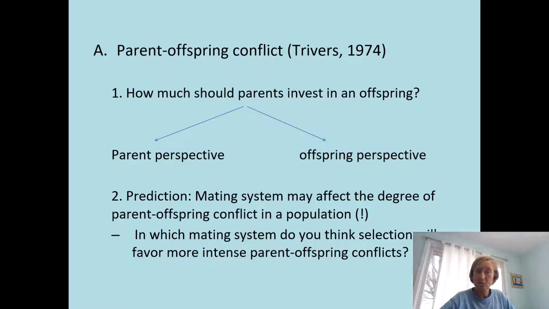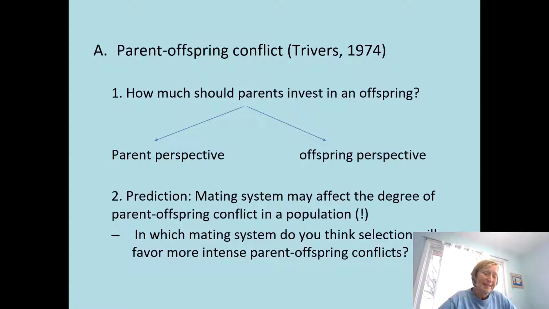And one of those deals with mating systems. So the prediction is that the mating system in a species may affect the degree of parent-offspring conflict in a population. We haven't talked about mating systems, but there are different kinds of mating systems out there. Things like monogamy and polygamy. Polygamy can be divided into polyandry and polygyny. Polyandry means that there's a single female who may mate with multiple males, so multiple fathers of offspring. Monogamy would be there's a single male and a single female giving rise to all the offspring.